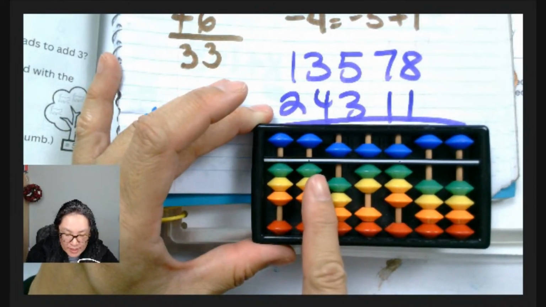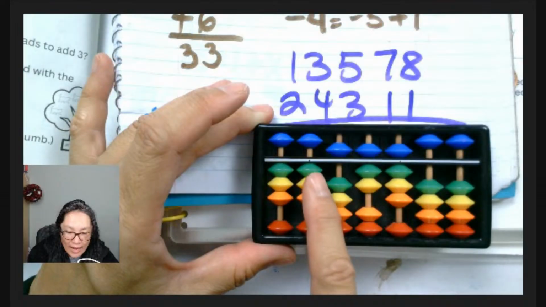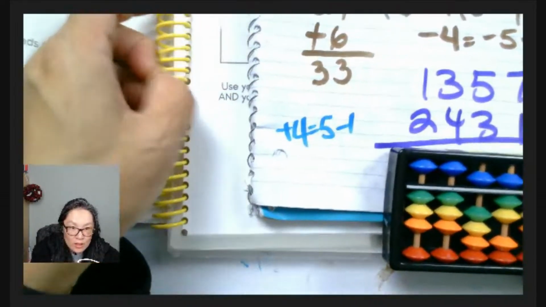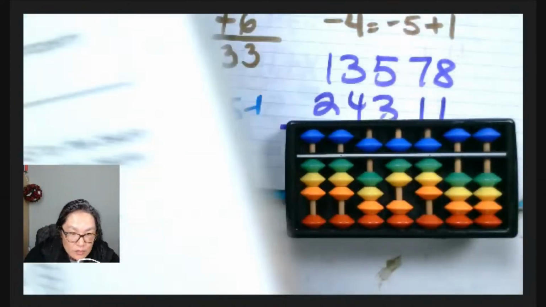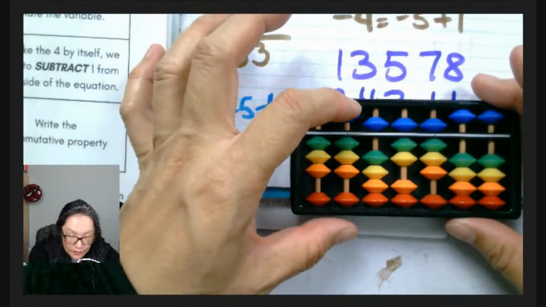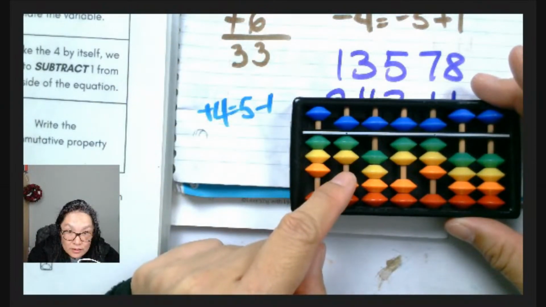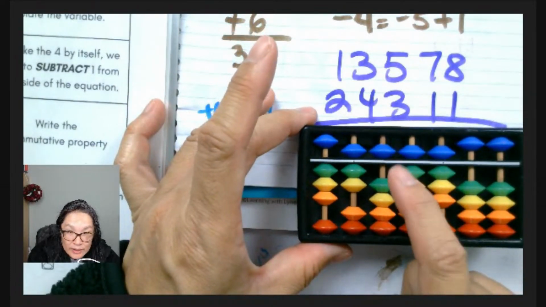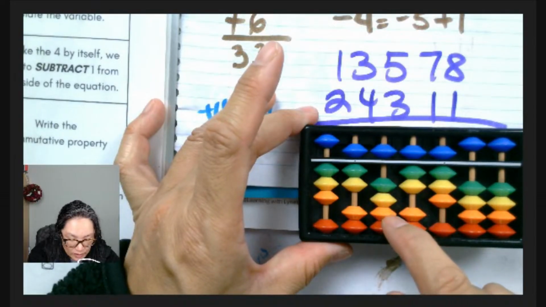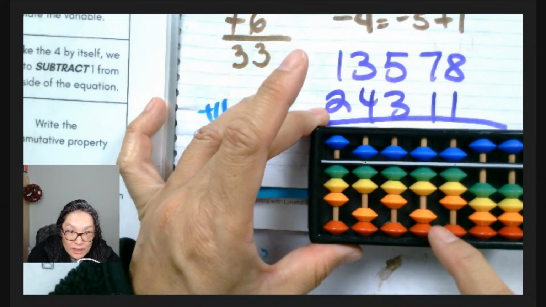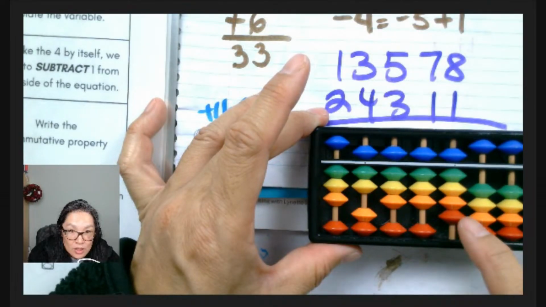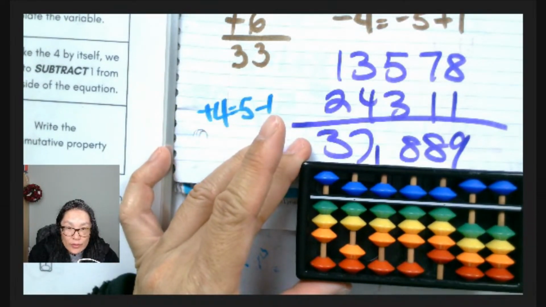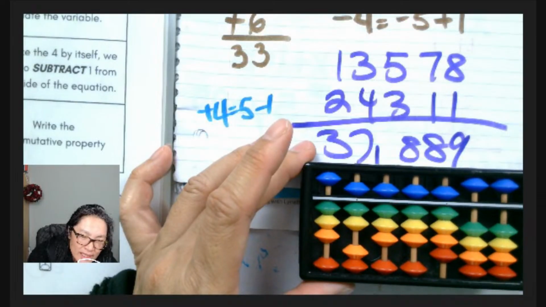So my question is back to here. Can I add the 4? How do I add the 4? Do you remember how to add the 4? How do we add the 4? Plus the 5 minus the 1. And then we plus the 3. Can we add the 3? Yes, we can. We're going to add the 3. Can we add 1? Yes, we can. We'll add the 1. Can we add another 1? Yes, we can. We'll add another 1. So my final answer is what? 37,889.